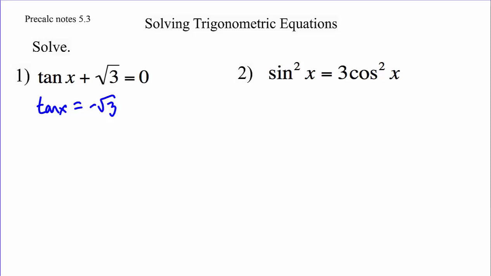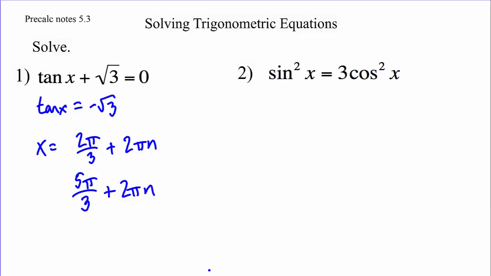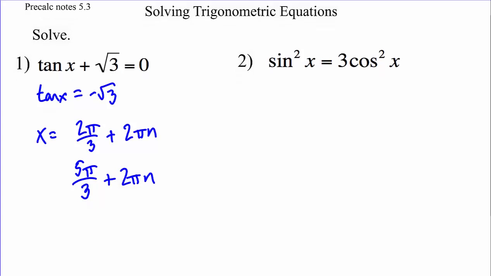And so what I need to look at is, where is the tangent function equal to negative square root of 3? That happens in two places. One of those is 2 pi over 3, and the other place is 5 pi over 3. So we're talking about quadrant 2 and quadrant 4. And then what we can do is say, well, it's not just those places, but it's also any coterminal angles. So I'm going to add 2 pi n in. Again, 2 pi would be the one full period. N means times any integer, so it would take care of all the coterminal angles.